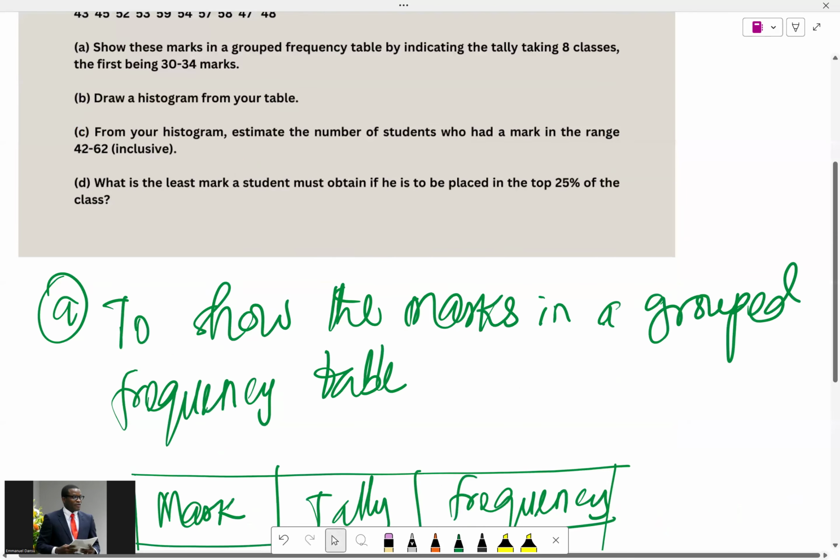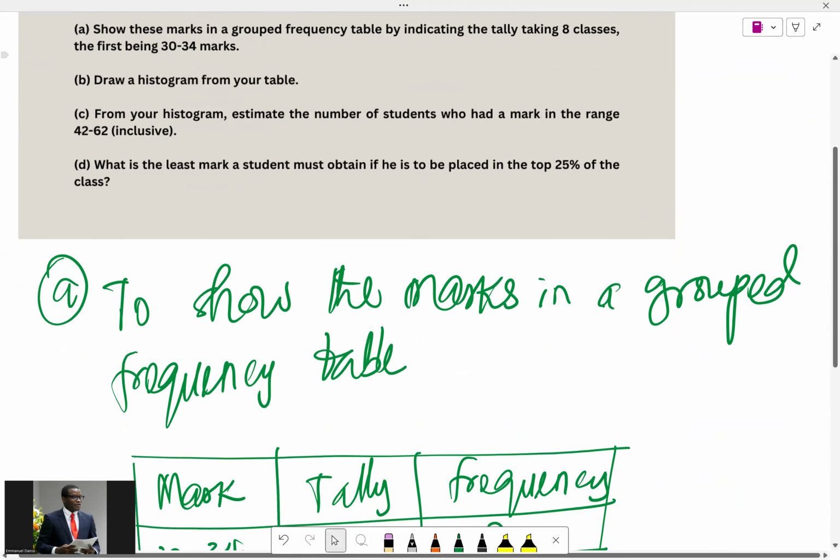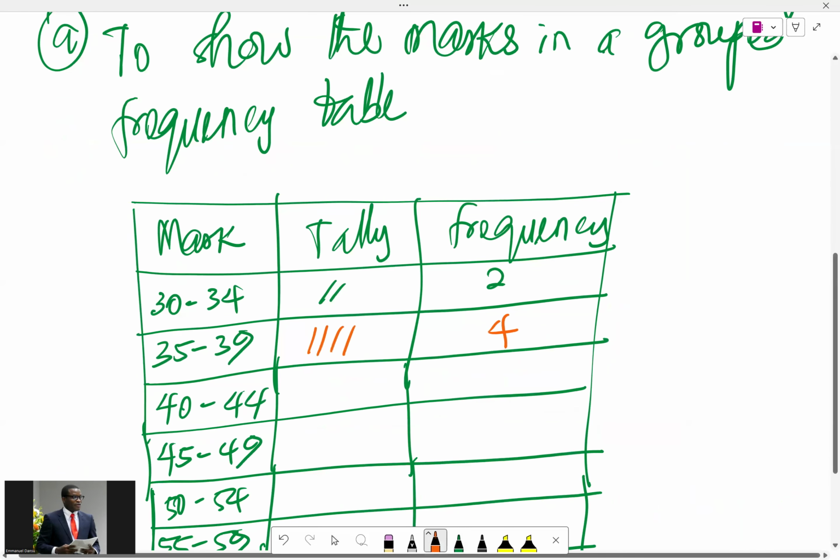Then 35 to 39. We have 1, 2, 3, and 37 is also part of that, making 4 altogether. In fact, I think it's better I change the marker each time. We have taken 30 to 34 to be 2, so for 35 to 39, to distinguish this, that's 1, 2, 3, and 4. So the tally is 1, 2, 3, 4, and the frequency is 4.